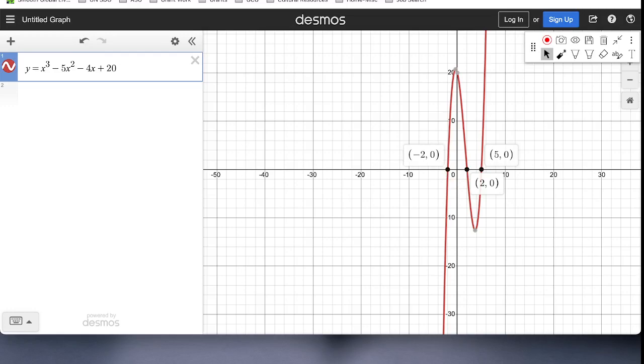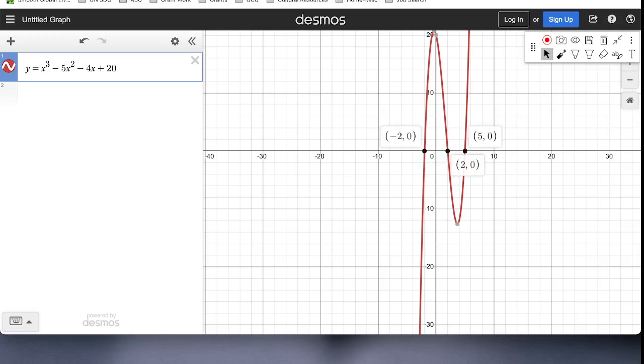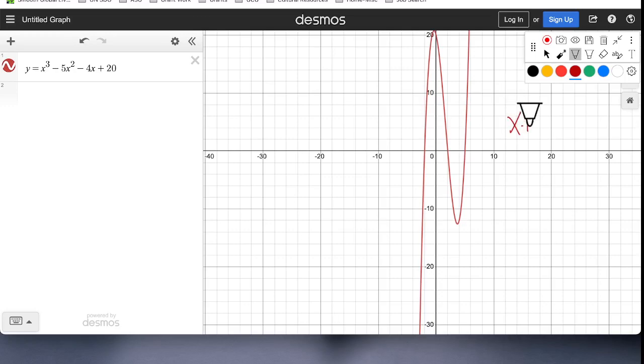And so from those zeros, see if I can keep those zeros in there. I like to freeze it, so that's where you take a screenshot: negative 2, 2, and 5. What we should get is the opposite of those, right? So we're going to get x plus 2, x minus 2, and x minus 5.